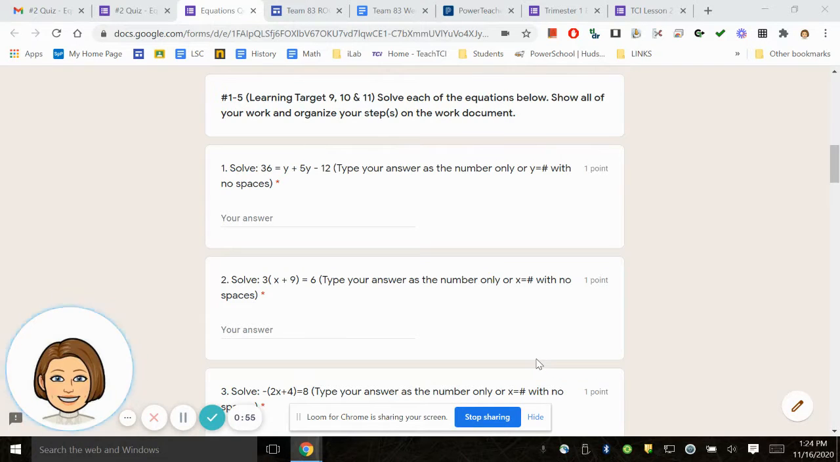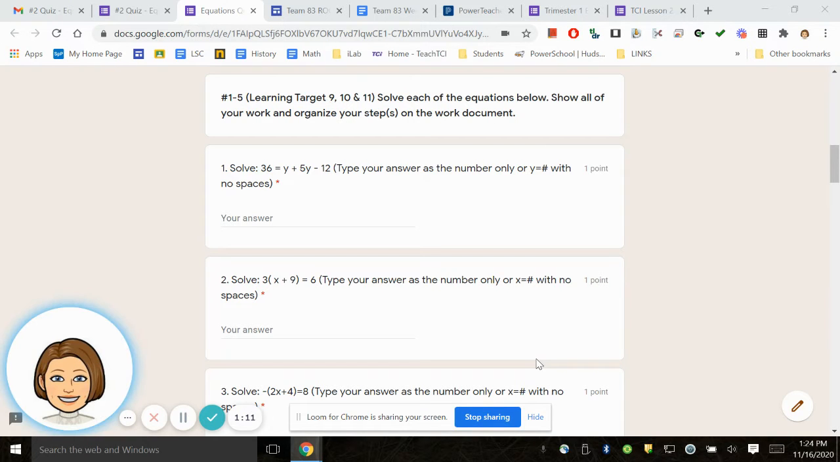For numbers 1 through 5, you're going to solve each of the equations below. Show all of your work and organize your steps on the work document. So take your time, be mindful. There are lots of negative signs on this quiz.